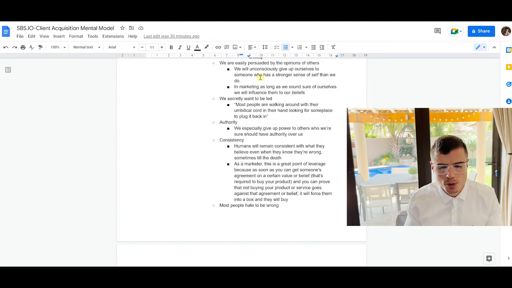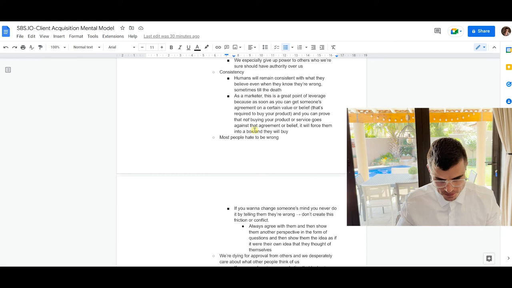Most people are walking around with their umbilical cord in their hands, looking for somewhere to plug it in. You know what I mean? So authority, we specifically give up power to others who have this sense of power and authority, because that's what we want, so we want to learn it, right? So it's not necessarily always the right way to go about it.